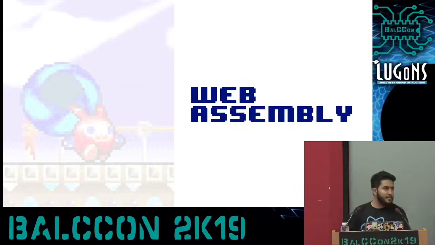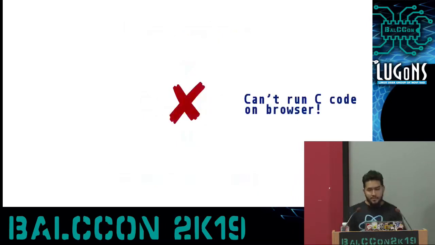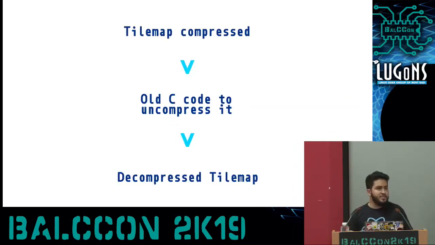Another cool thing to mention when it comes to coding the web app itself is the usage that we have of WebAssembly, because the flow that Macabeus explained is that we have the tile map compressed, and we use that old C code to uncompress it, and we get the decompressed tile map. But there's a gotcha, which is you can't run that C code in the browser. So we could translate the C code into JavaScript or something, but that would require a lot of extra work, and this was not really our focus, trying to translate this code into JavaScript.